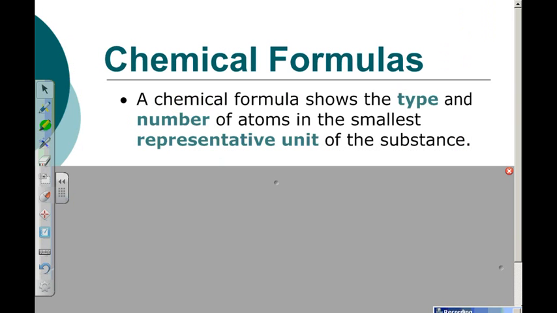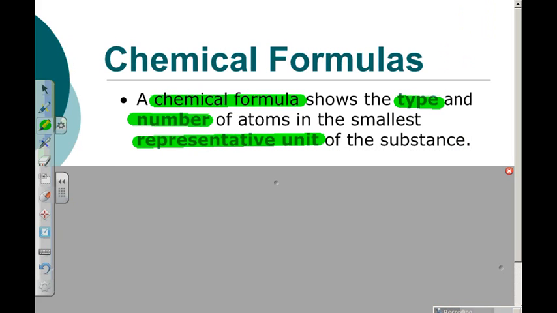Finally, let's talk about what we mean when we write a chemical formula. A chemical formula, as you've seen before, is designed to show you the type and number of atoms that are in the smallest representative unit of an element. In other words, the smallest piece you can get of a certain substance that retains the properties of that substance.